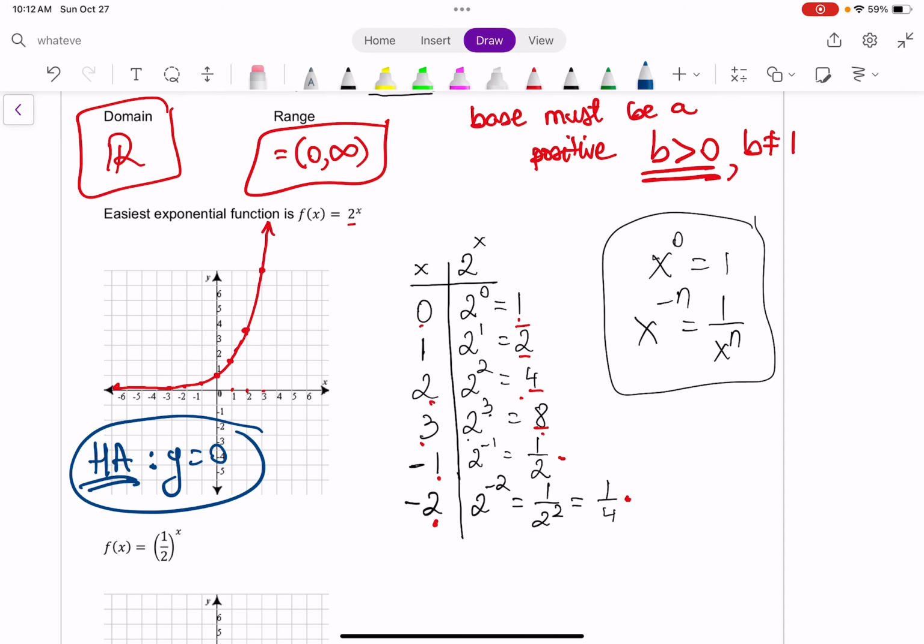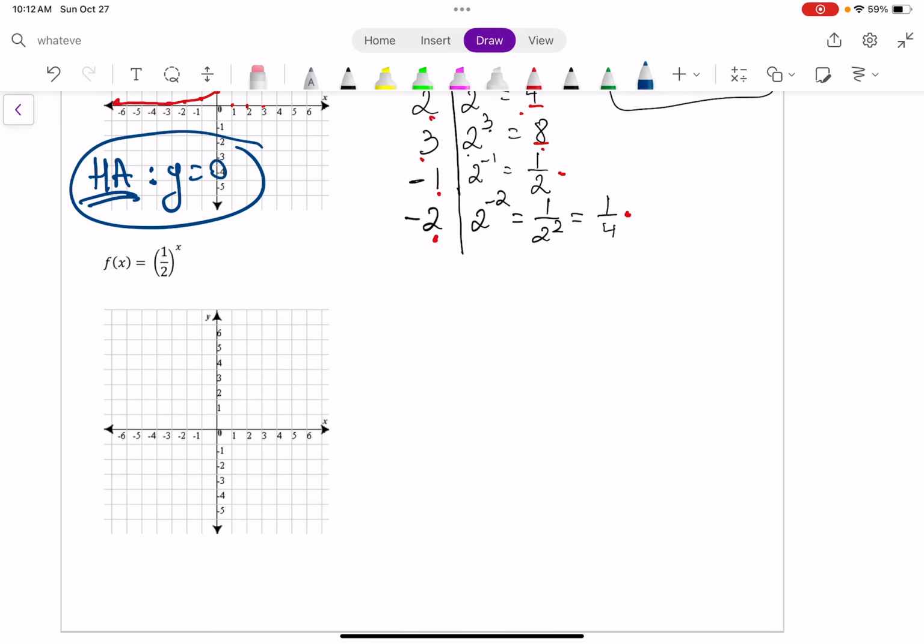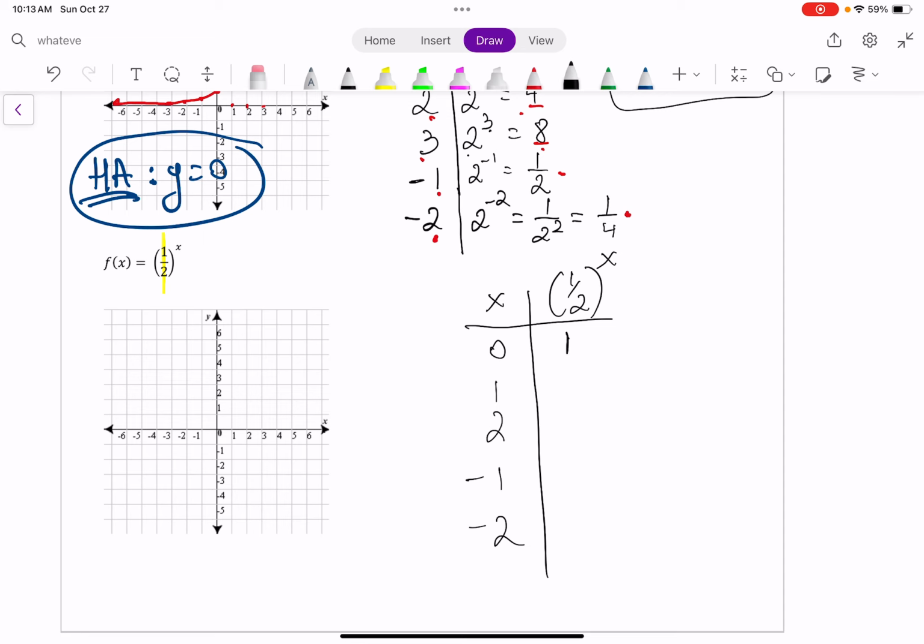Okay, so let's move on to the next exponential function, 1/2 to the power of x. So as you see, our base is definitely a number that is positive and not equal to 1. So let's see what kind of values we get if we make our base 1/2. Same thing. I'll go through just a few, pick some positives, some negatives. 1/2 to the power of 0, anything to the power of 0 is 1. 1/2 to the 1 is 1/2. 1/2 squared is 1/2 times 1/2. And again, put it in your calculators. That's going to get you 1/4.